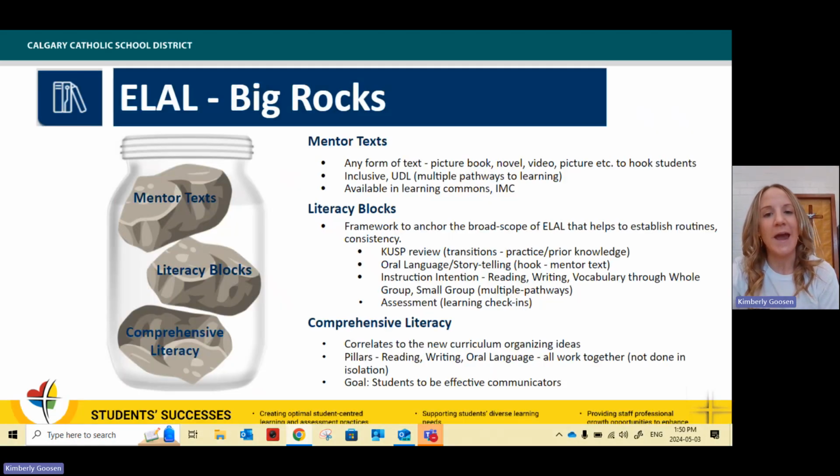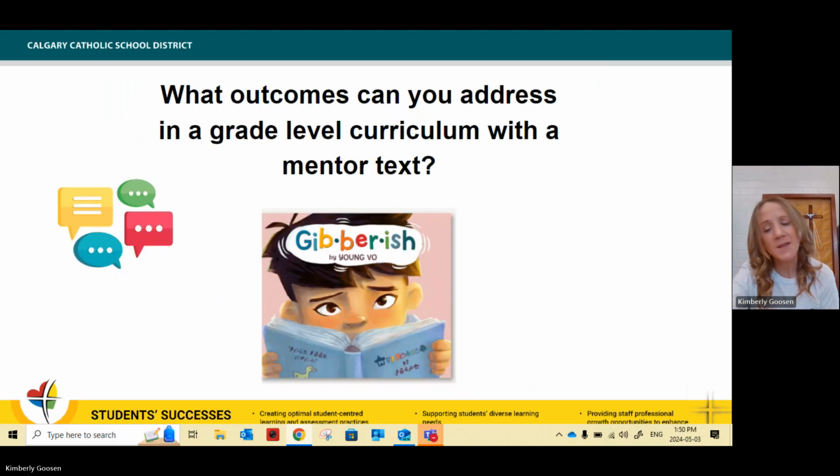So just reminding you again about our big rocks. Regardless of curriculum changes, these are the things that really ground us in our literacy programs. And that is the idea of a mentor text, a literacy block, and comprehensive literacy. So I want you to think about what kind of outcomes can you address in a grade level curriculum with a mentor text? If your answer is all of them, you are absolutely correct.